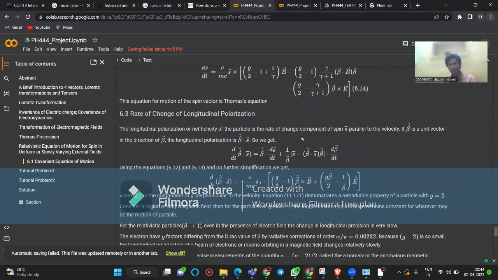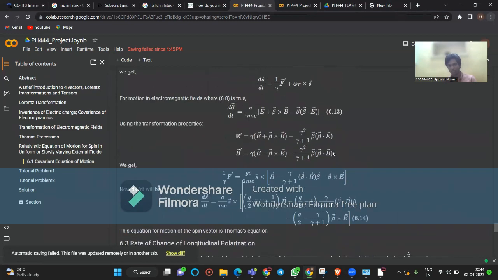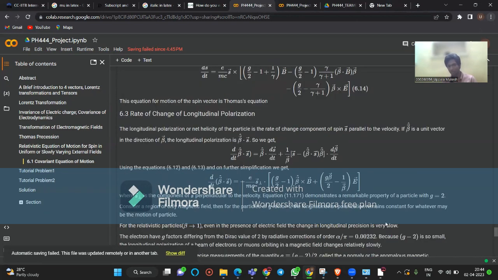Rate of change of longitudinal polarization. Your longitudinal polarization is defined as the component of your spin vector parallel to your velocity. So you just take d by dt of beta bar hat dot S bar, where beta hat is the unit vector in the direction of velocity, and you substitute ds bar by dt bar and d beta by dt bar from your above results, and you get this equation after algebra.